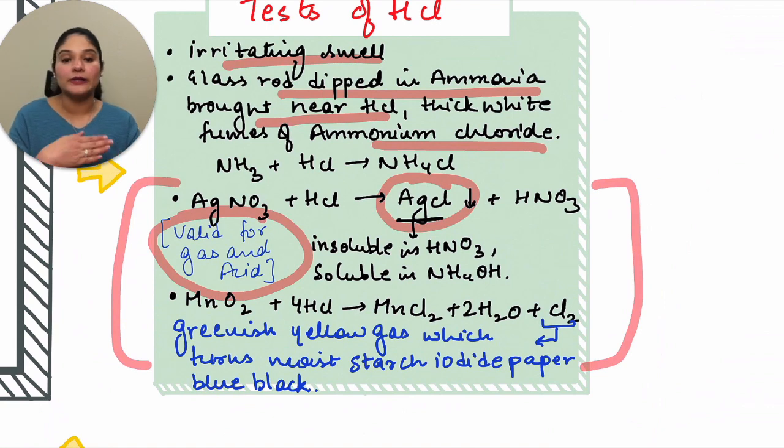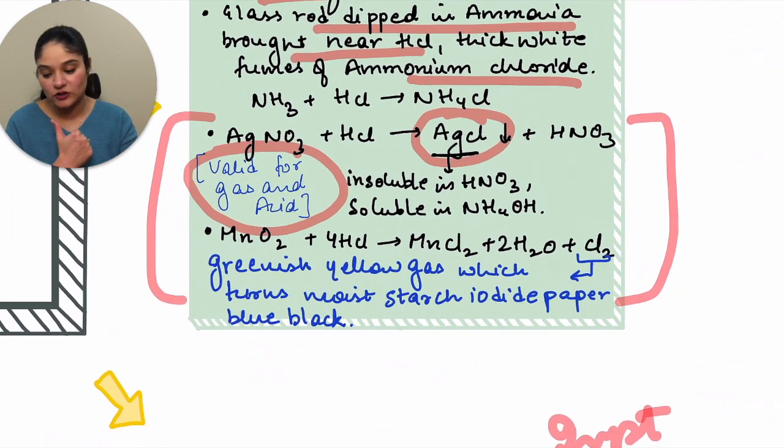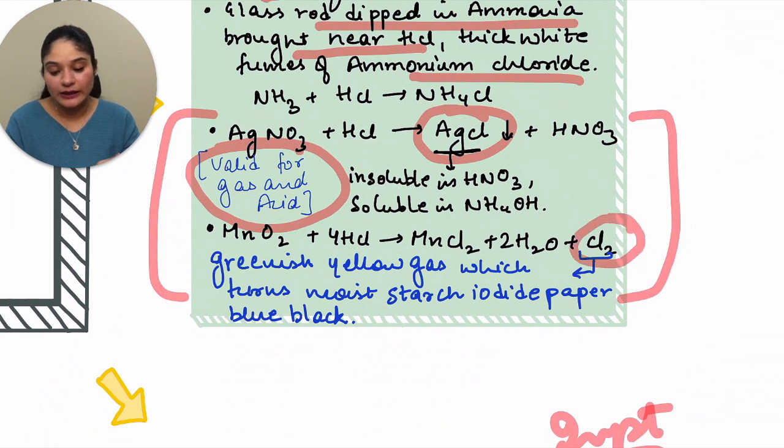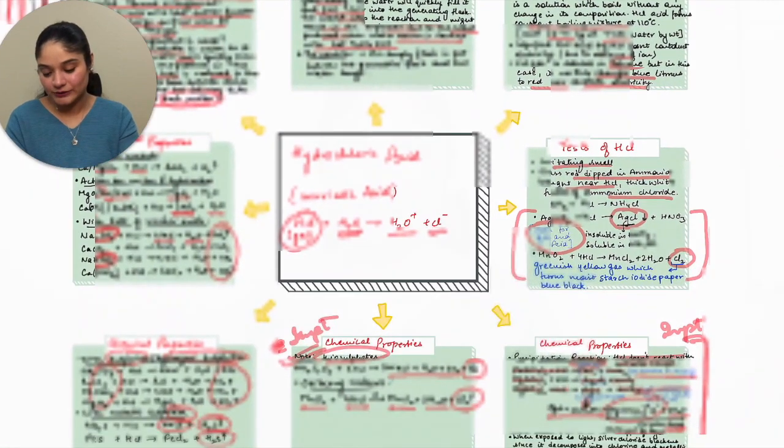Now the next one is your oxidizing equation that we just did. So since you are getting chlorine, for the identification you can just mention that a greenish yellow gas appears which turns moist starch iodide paper blue black, which means that the chlorine gas is present, and hence you can identify that HCl gas or HCl acid was present. So this is it on this.